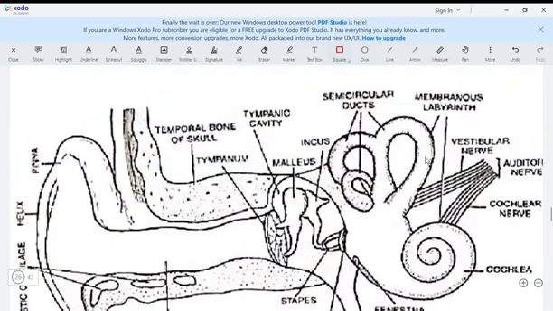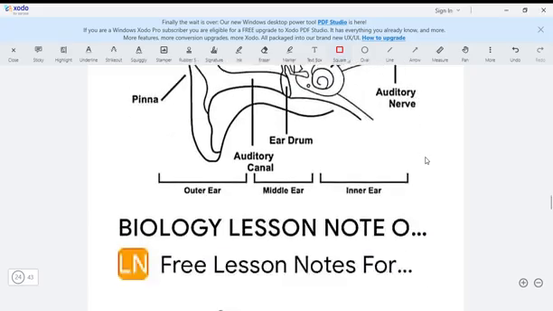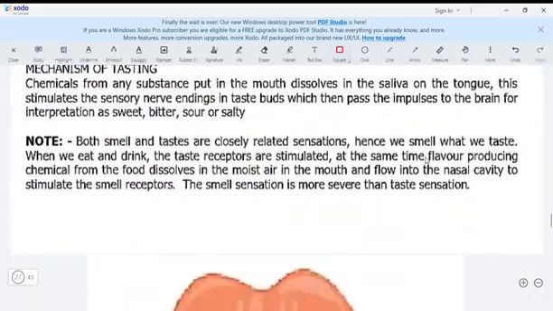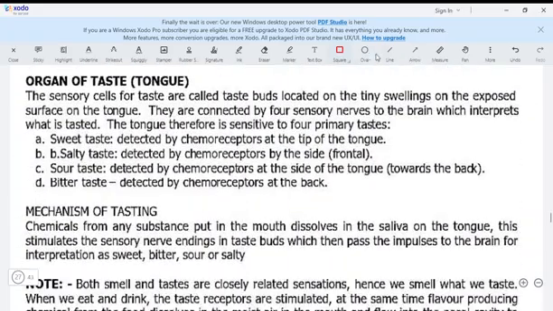Then finally, we'll be looking at the tongue, which is also another sense organ. So what can we say about the tongue? The first thing is that the tongue is the organ of taste. If you want to taste anything, it is the tongue, because of the sensory cells that are there in the tongue, and those sensory cells we call taste buds.